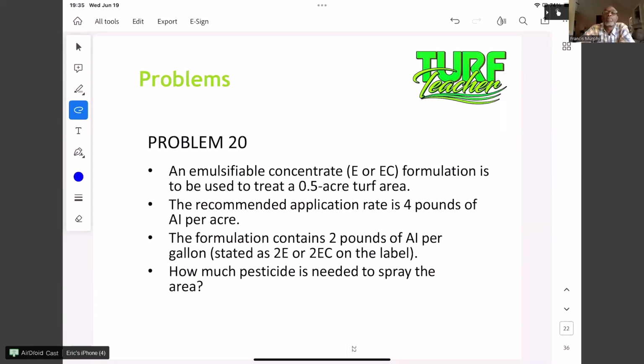Problem number 20 states an emulsifiable concentrate, E or EC, that's how it's written on the labels. Formulation is used to treat half-acre turf. The recommended application rate is 4 pounds active ingredient per acre, and the formulation contains 2 pounds active ingredient per gallon, stated as 2E or 2EC on the label. How much pesticide is needed to spray the area? So kind of a long formulation here.